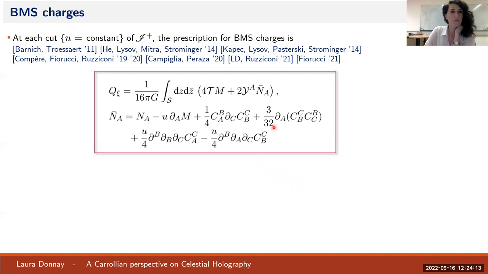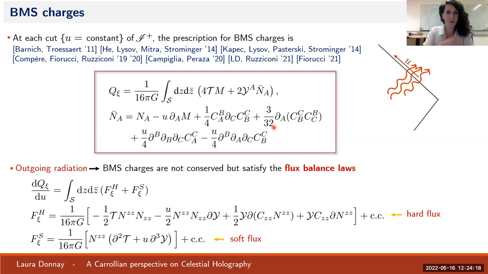Now, very importantly, and this is where all the difficulty comes from, these BMS charges are not conserved because there is precisely an outgoing flux of radiation encoded in this quantity. Remember this news tensor I showed in the beginning. This news tensor encodes the radiation. And so there is no conservation of this charge, but the non-conservation is still under control through the so-called flux balance law, which tells you how this deviates from d/du equals zero.